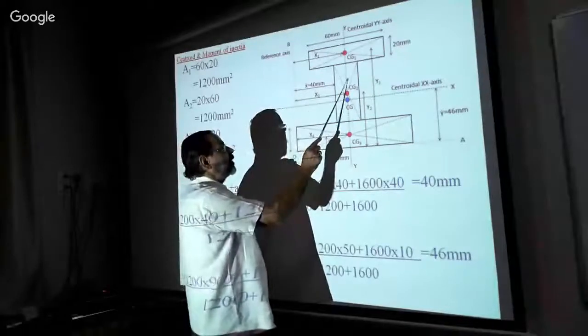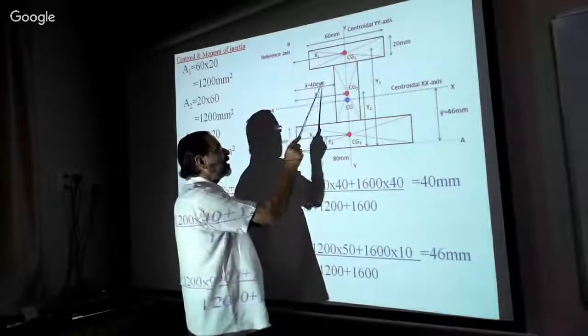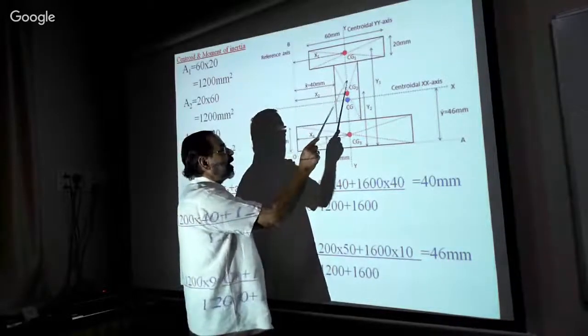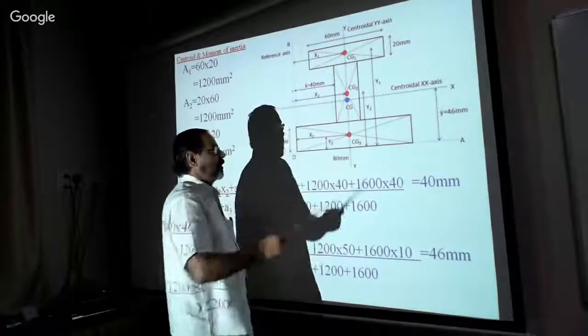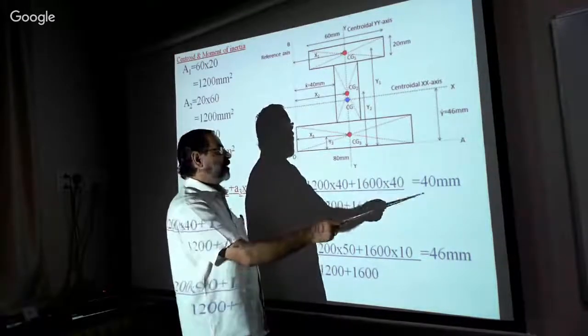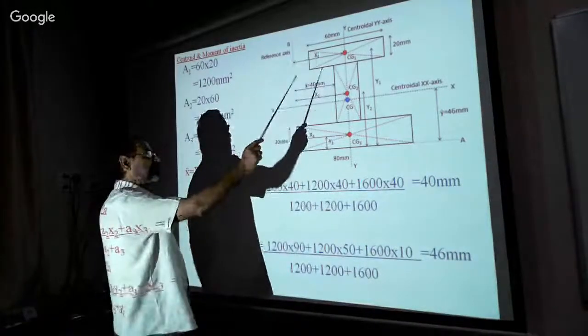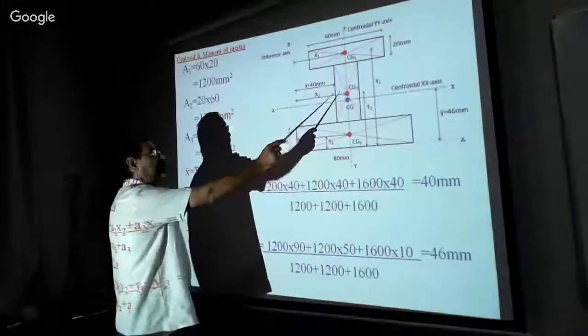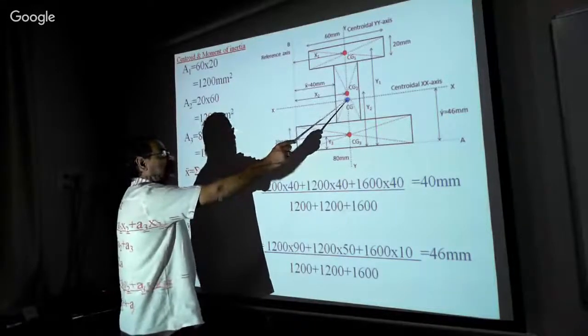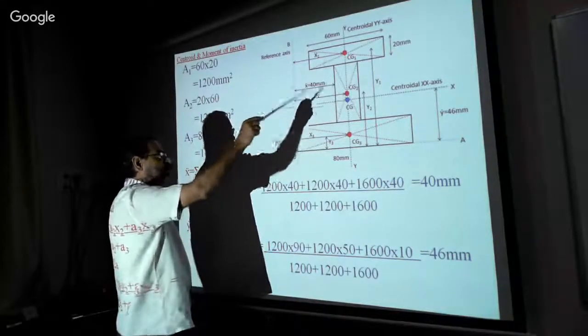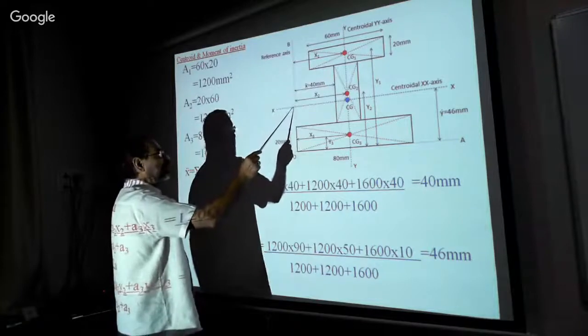X bar from here to here. Please note, there is some correction here. This arrow is up to here. Now, 40 millimeter is the centroid X bar. That means the centroid of this I section is located at a distance 40 millimeter from OB.